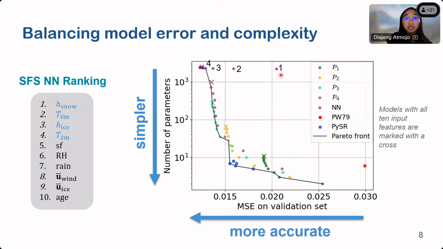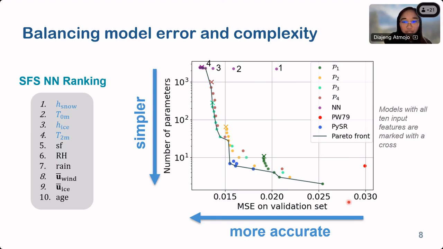First of all, when you look at the neural networks here, this is the neural network with 1 input feature, 2 input features, 3 input features, and so on, based on the sequential feature selection ranking. What you see is that by adding 1 feature, the model performance improves until you get to the 4th or the 5th feature. Then you don't see any significant model improvement. You also see that the full set neural network, the network with all the 10 inputs, marked with a cross, slightly overfits.